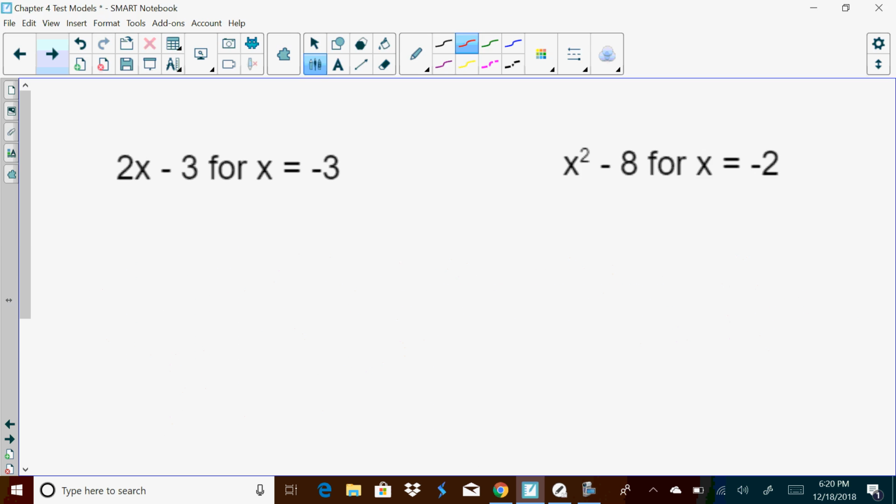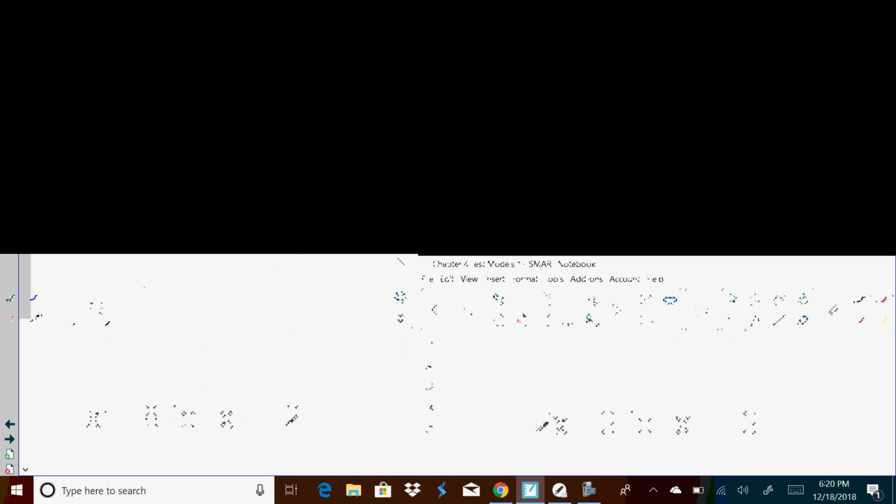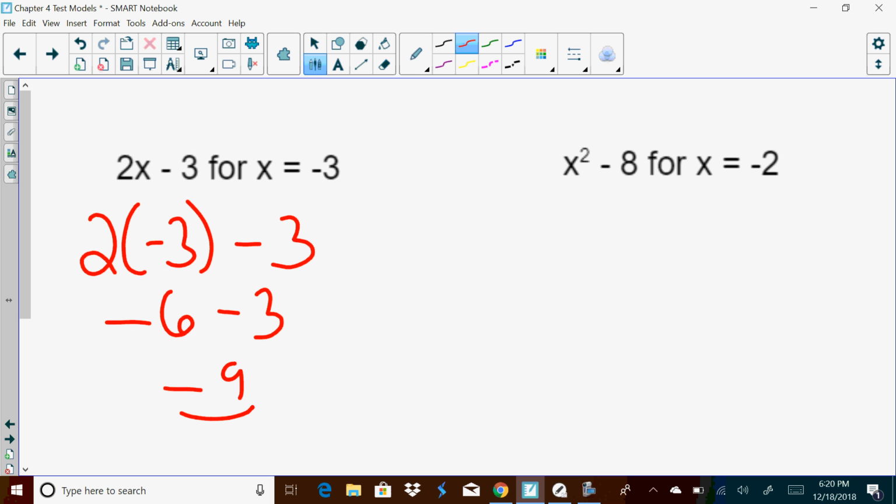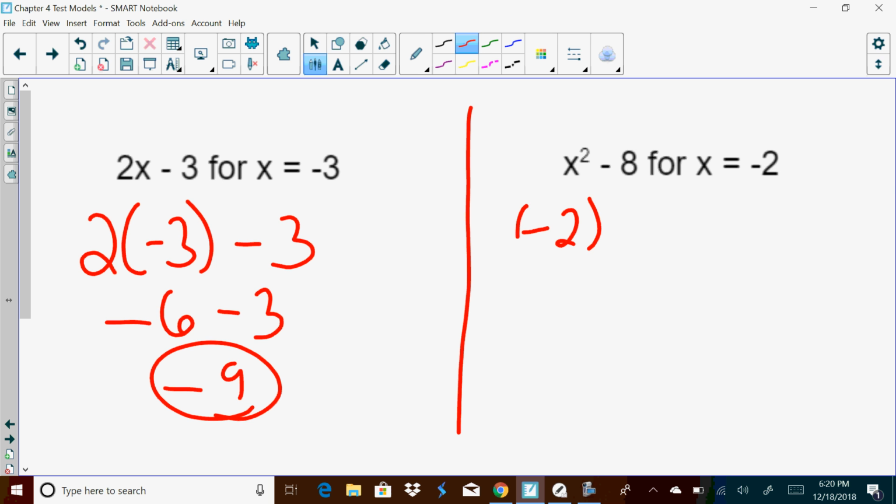Okay. The last set of problems you're evaluating, so you're plugging in a number for x. So this first problem, x is negative 3. So I'm going to do 2 times negative 3 minus 3. I get negative 6 minus 3, or negative 9. And then the second example, I'm doing the squaring of negative 2. So I get negative 2 to the second power minus 8. So I get 4 minus 8, which is negative 4.